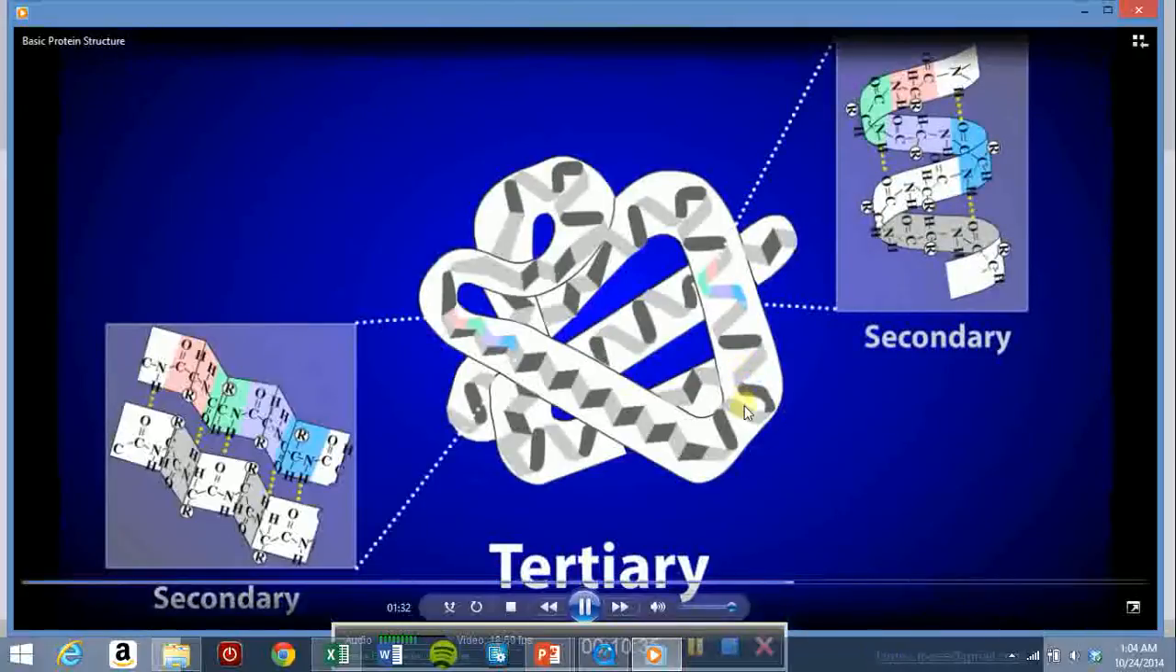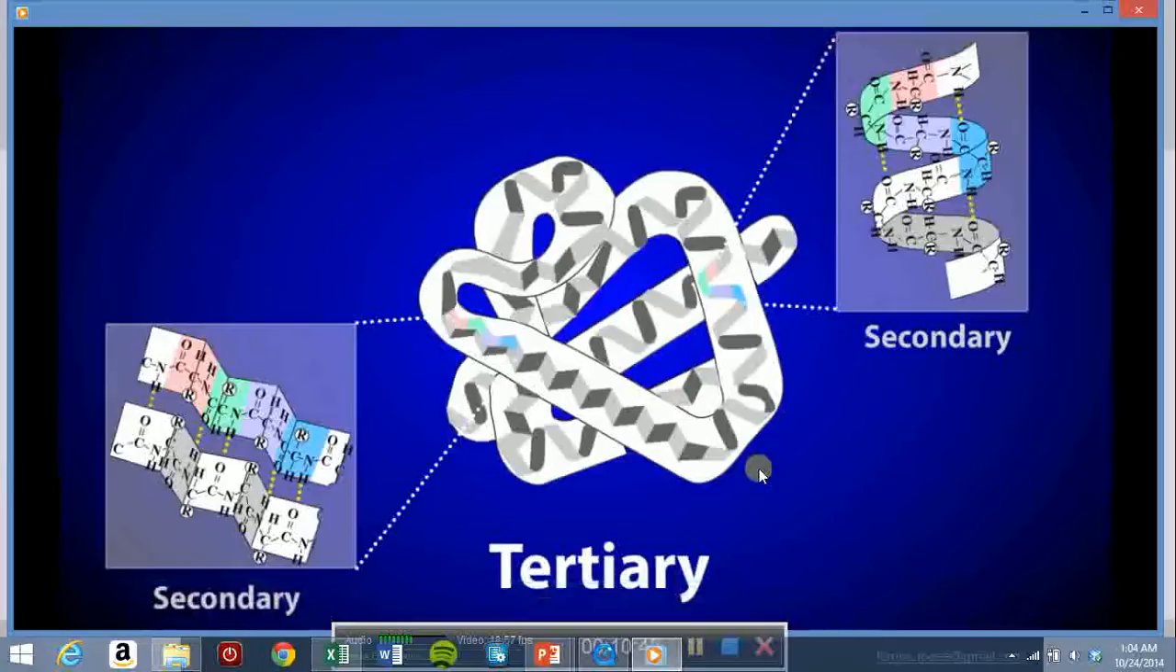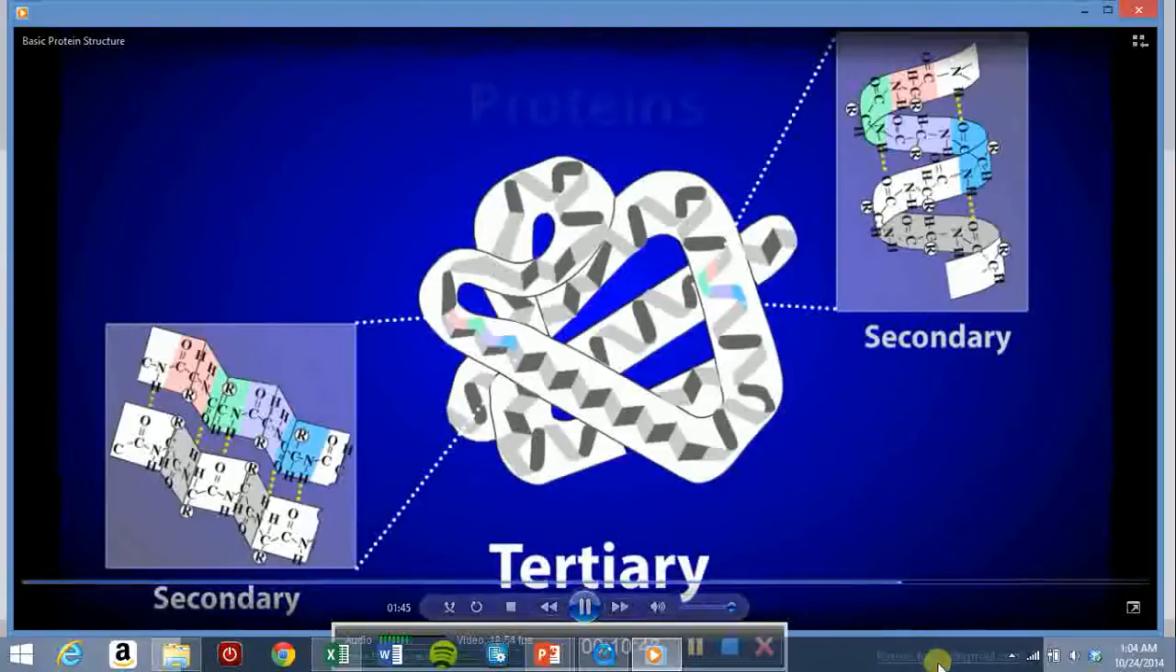The tertiary structure is held in place by a variety of bonds and interactions that form between the R groups of the amino acids in the chain. Once polypeptides have formed a tertiary structure, they are commonly referred to as proteins.